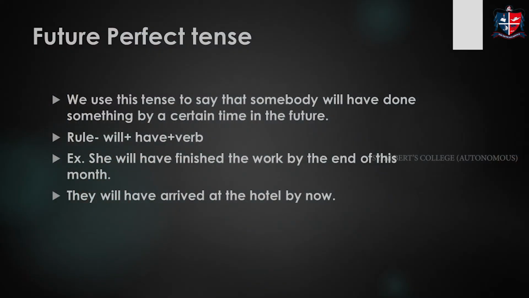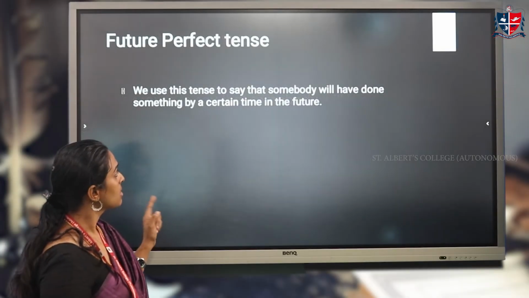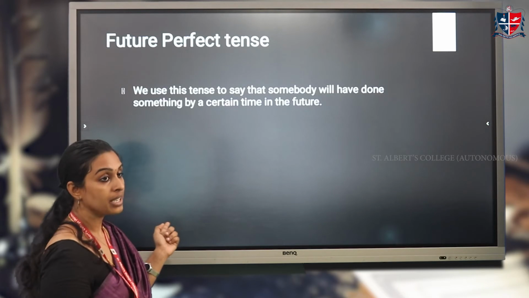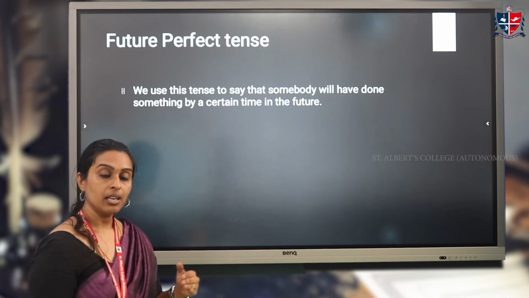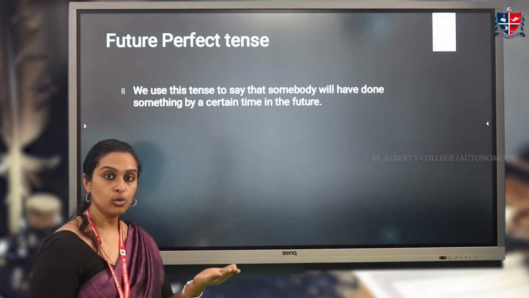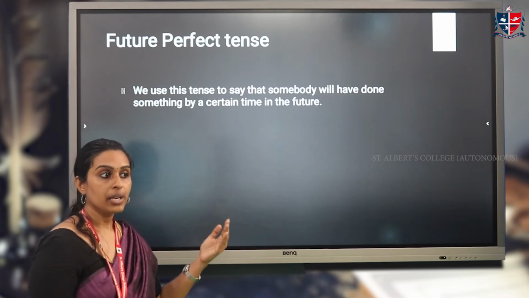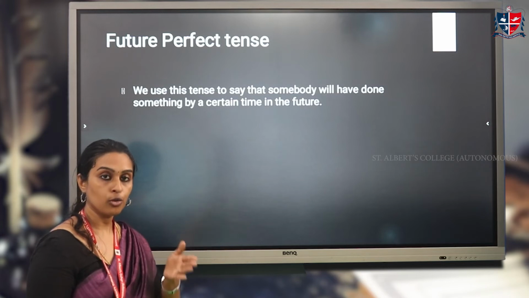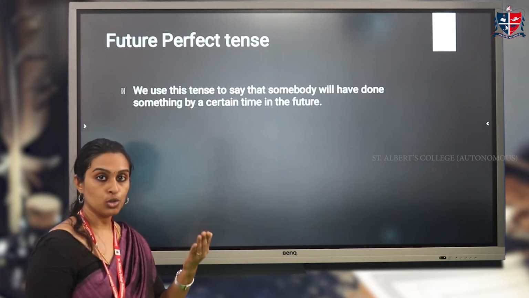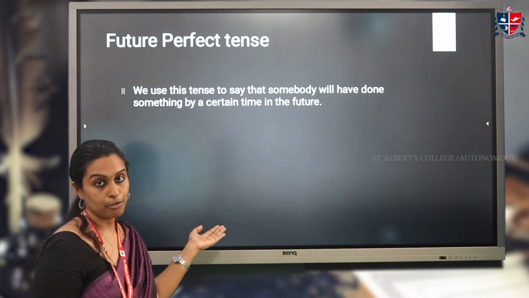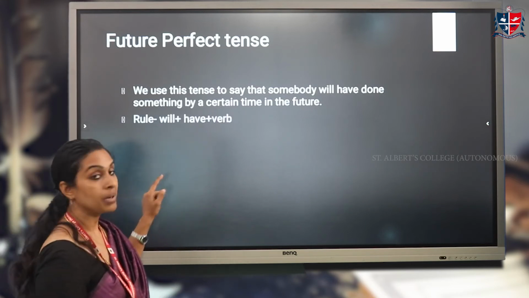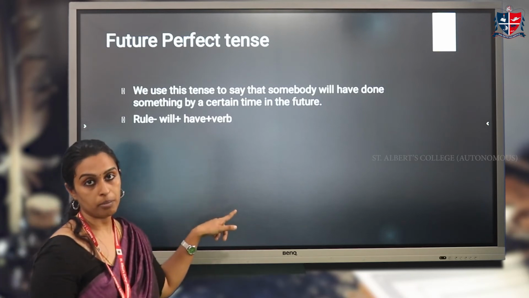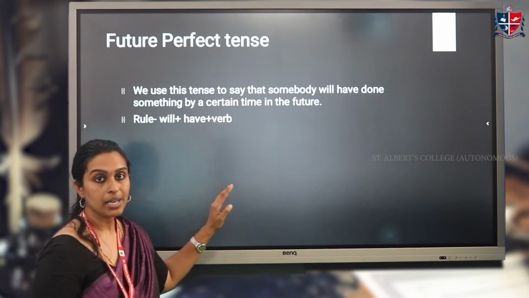Next, we have the future perfect tense. We use this tense to say that somebody will have done something by a certain time in the future. So, by a long time in the future, if somebody does something over a period of time in the future, we can use future perfect tense. And the rule is will plus have plus verb. Will plus have plus verb.